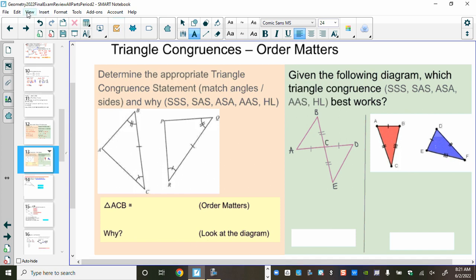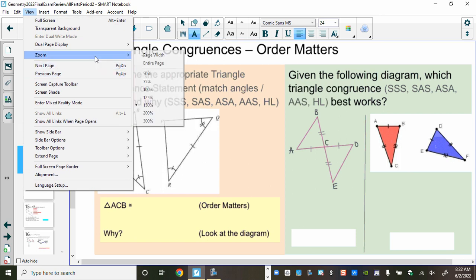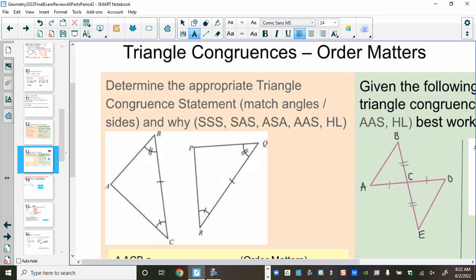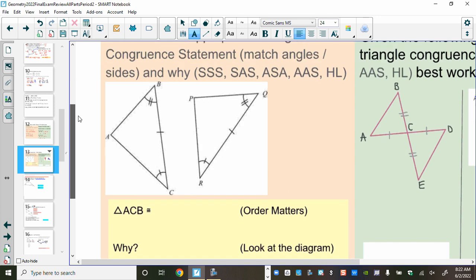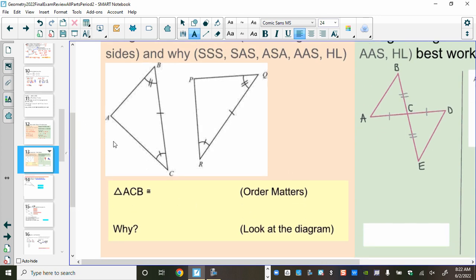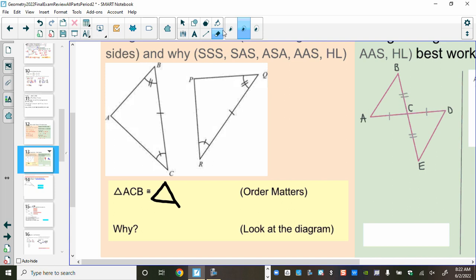All right, so let's zoom in. Look at triangle ACB. Now, the order matters because what I need to do is match, for instance, with angle A, which angle out of P, Q, and R matches with angle A. I'll give you a hint. Look at your diagram. Look at your markings for each angle.